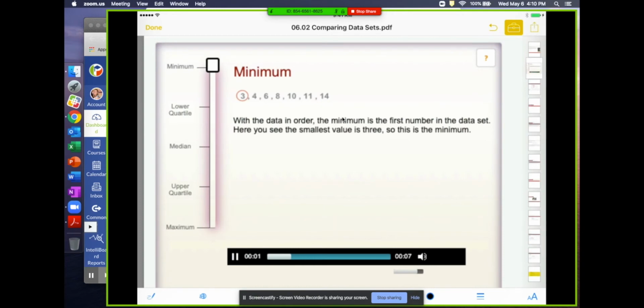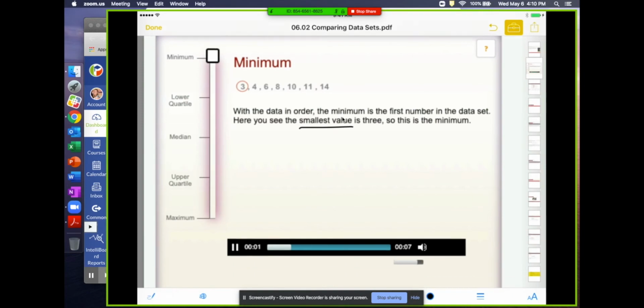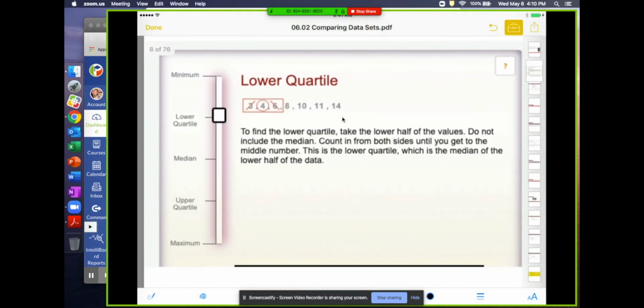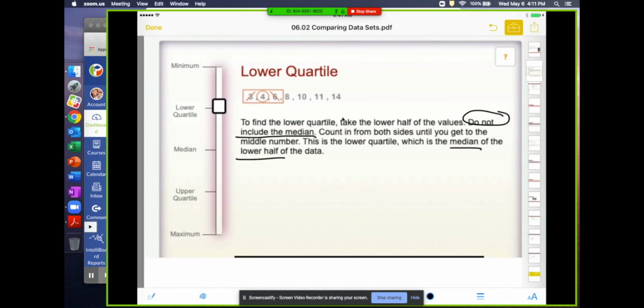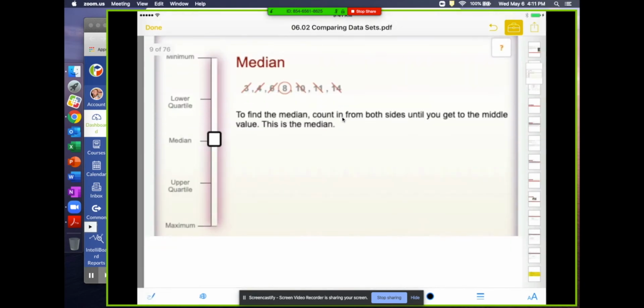Very self-explanatory. It is the smallest value in all of your numbers, which is why it helps going from least to greatest. Then we have the lower quartile. I like to do the lower and the upper quartile last, and I'll show you when I do an example later. The lower quartile is the median, or middle, of the lower half of the data. You do not want to include the median when you are calculating the lower quartile, that Q1 value. I'll show you how to do that in just a moment.